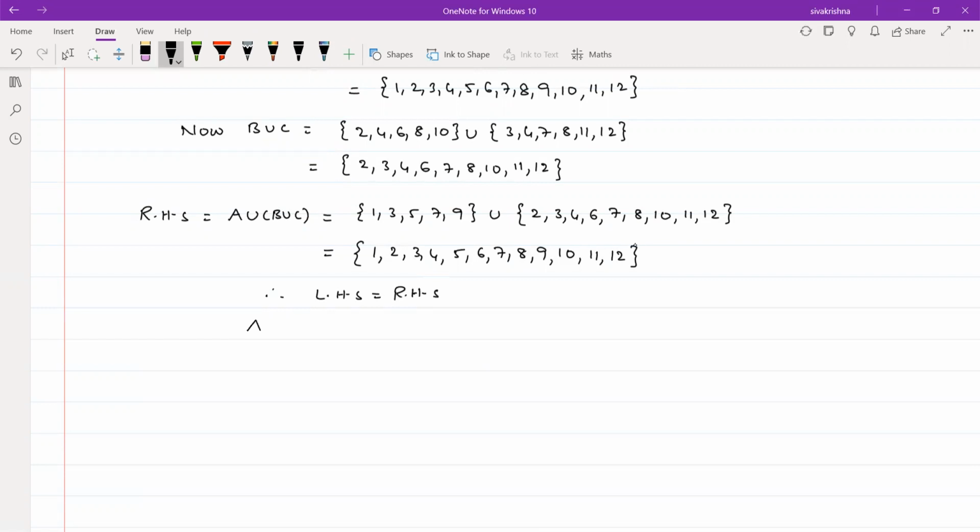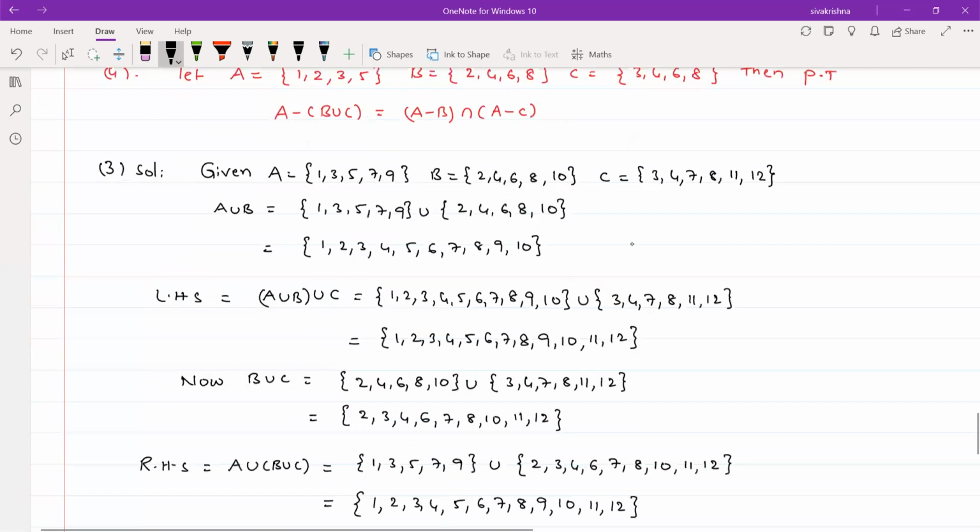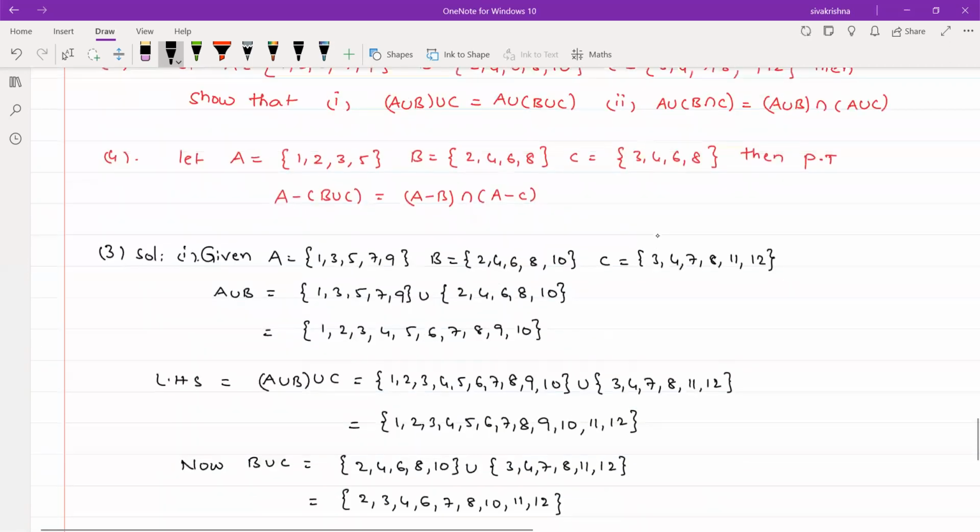It means A union B union C is equal to A union of B union C. So this is the first bit in the third problem. Okay, so coming to the second bit.